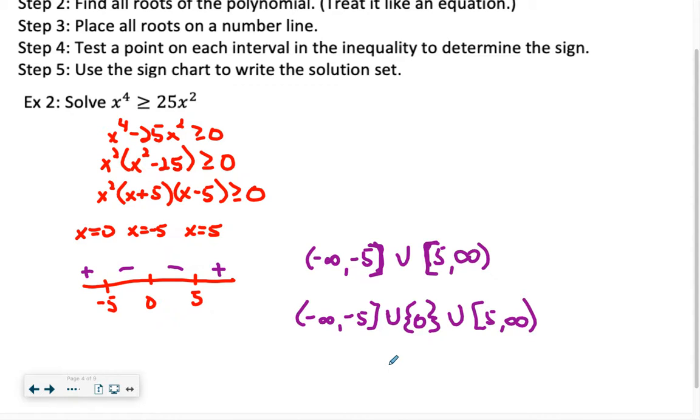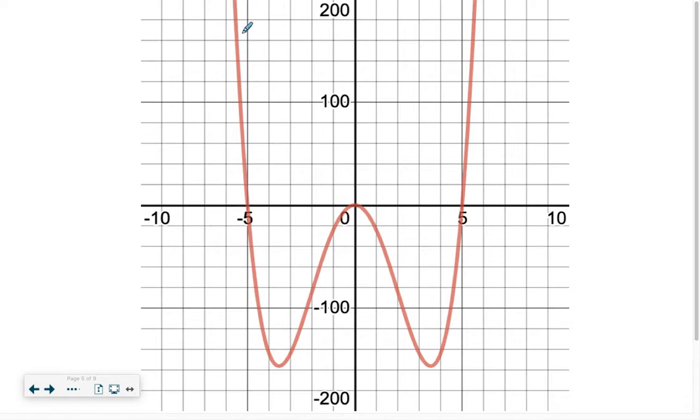And graphically, this is what we're saying. We're saying that the function is positive from negative infinity up to negative 5. It just touches at 0. But since we want everything that's greater than or equal to 0, we want to include that value. So here, I want to say all the x values here, that single x value, and then all the x values greater than 5. So graphically, that's what we just did.